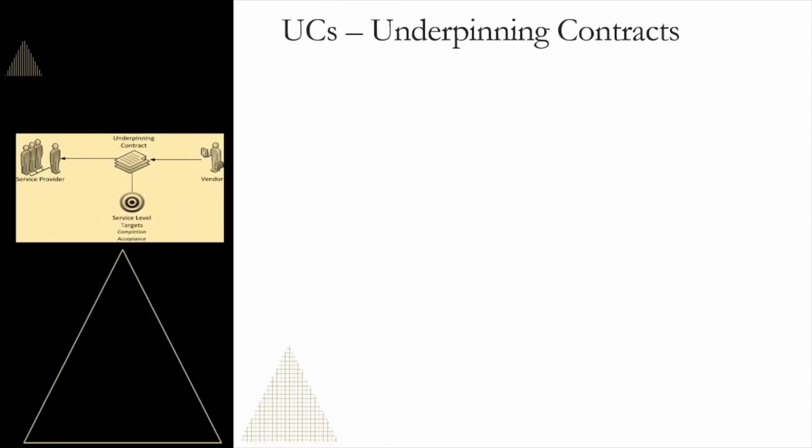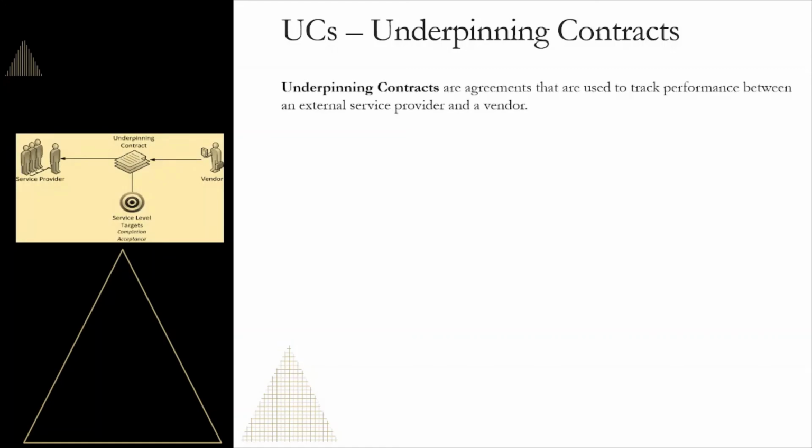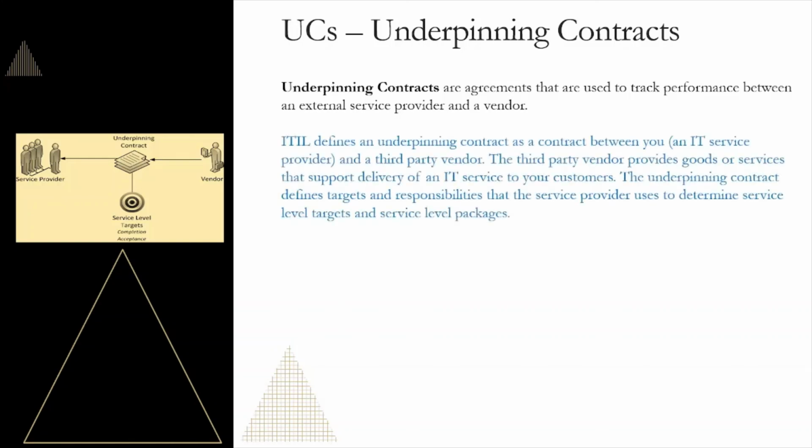And lastly, we have underpinning contracts, which are agreements that are used to track performance between an external service provider and a vendor. And ITIL has its own definition of what an underpinning contract is. It's a contract between you, the service provider, and a third-party vendor. The third-party vendor provides goods or services that support delivery of an IT service to your customers. The underpinning contract defines targets and responsibilities that the service provider uses to determine service level targets and service level packages.